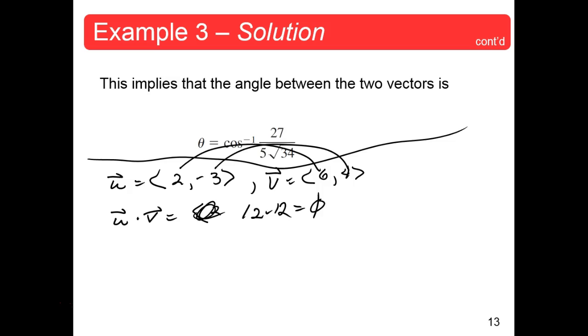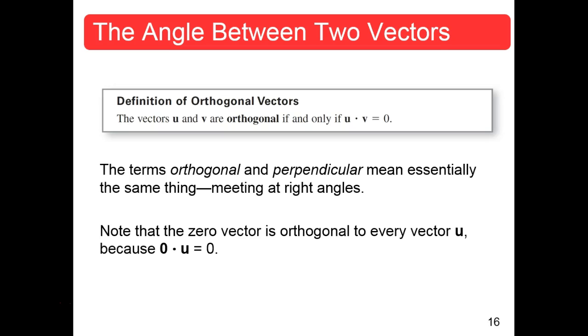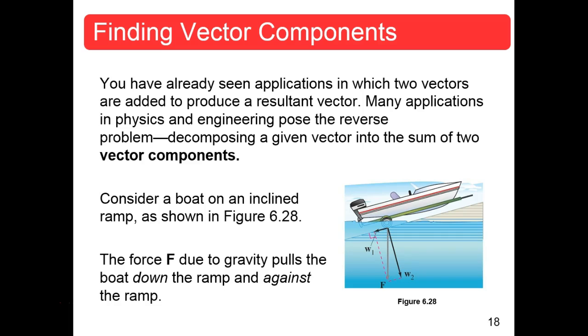All right, now we're going to find vector components. Okay? Seems like we've seen this before, haven't we? You've already seen applications in which two vectors are added to produce a resultant vector. Many applications in physics and engineering pose the reverse problem. Decomposing a given vector into the sum of two vector components. Frankly, I kind of did that anyway, but this is going to do it.